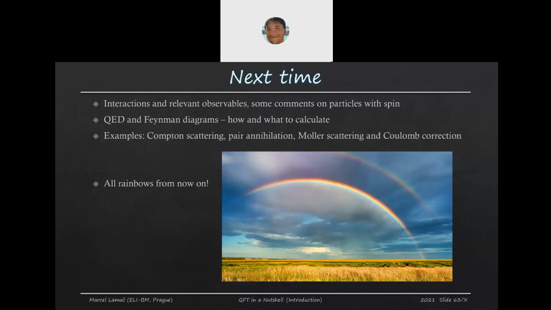This was the most abstract of the three lectures, and from now on we will simply start playing with Feynman diagrams and stuff like that.